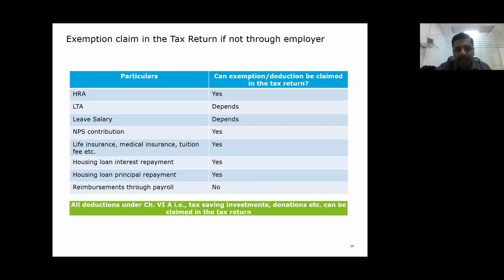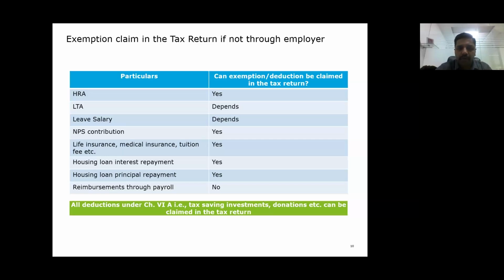Leave salary. Of course, leave salary is not a part of today's discussion. There is no proof of investment or declaration involved here. It is an employer calculation at the time of exit, which would be done by the employer himself and make the payout. So leave salary, if employer is not granting the exemption, then whether it can be availed in the tax return, yes, that can be availed in the tax return. Based on the judicial precedents, leave salary is exempt even if it is paid at the time of resignation, though it is not a retirement.